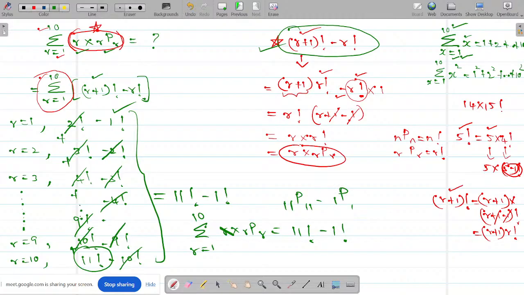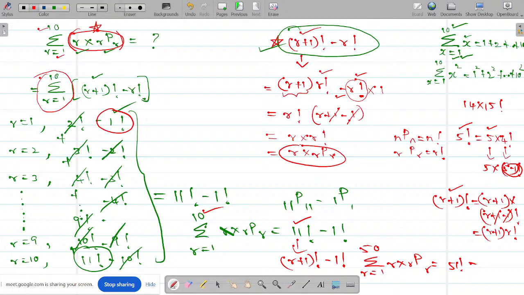In any way, okay, it's not yet over. Let me finish it off. In case I take summation R is equal to 1 to 50, R into RPR, can I get the direct final value? See, if it is 10, you're getting 11 factorial, which is R plus 1 factorial, minus 1 factorial. So this will be 51 factorial minus 1 factorial, because the last one is 1 factorial only. So this is 51 factorial minus 1 factorial.